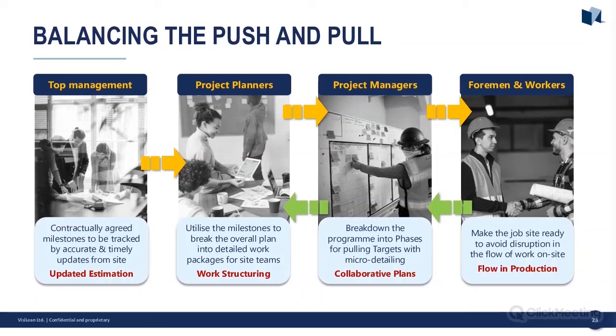So now we need to try and get the balance between that push and the pull. So merging those two types of planning. So we've still got that contractually agreed milestone program at the beginning, still based on estimation. But then when it gets pushed down to the planners, that's when we start to see the project managers pull and commit and give some information to the planners. So we've got a much more realistic program and targets.